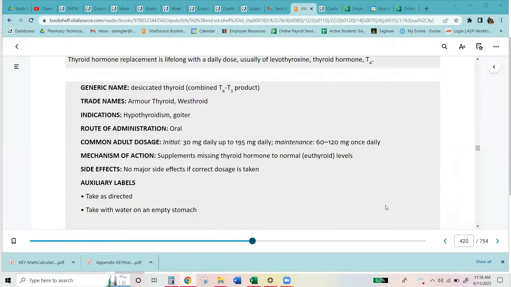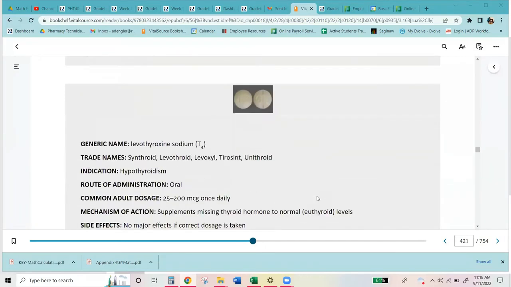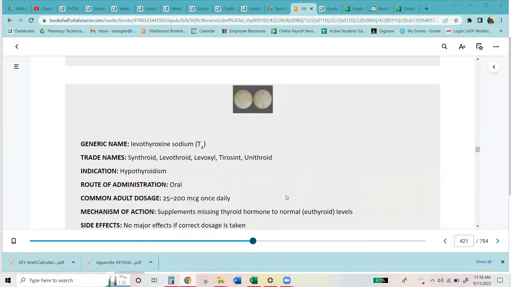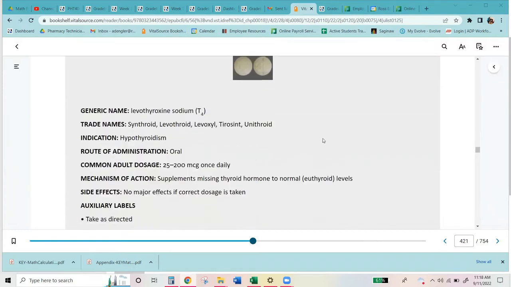So the medication Armour Thyroid, which is just a desiccated thyroid, a combined T4 and T3 product, is indicated for hypothyroidism and for goiters. The medications Synthroid, Levothyroid, Levoxyl, Tyrosint, and Unithroid are all brand names for the medication levothyroxine, which is a T4 supplement. This is a very common medication. There's a lot of strengths. They're all color-coded.